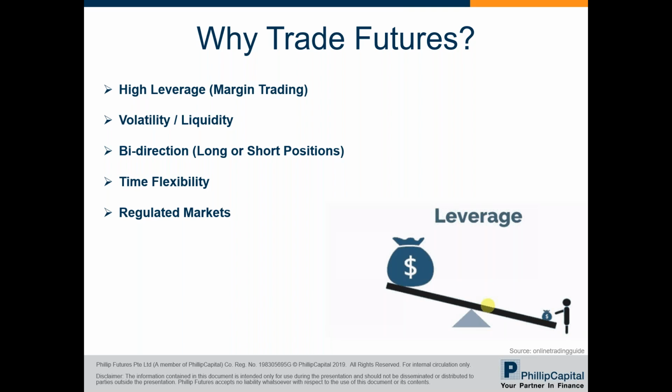Volatility and liquidity, depending on the contract that you're trading. Some contracts are very volatile and very liquid, and some might be less volatile and less liquid. Buy direction, so you can go long or short, unlike, for example, stocks where there's a contra or buyback period. For a futures contract, you actually can short if, let's say, you think the price is going to come down.